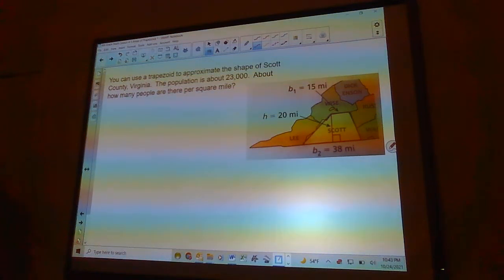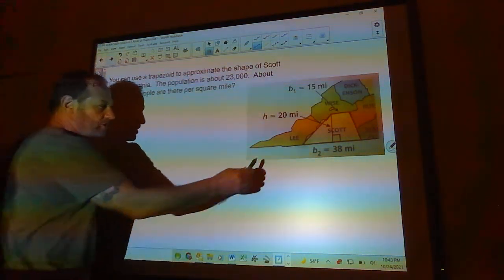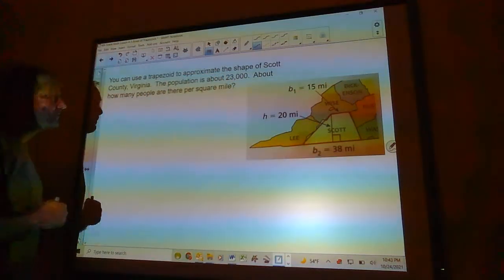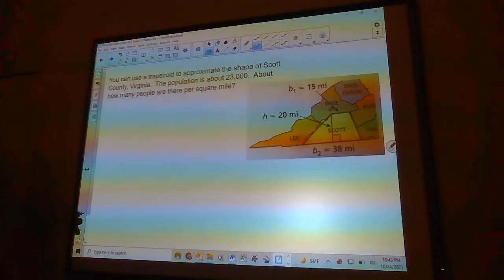You can use a trapezoid to approximate the shape of Scott County, Virginia. So here's Scott County, Virginia right here. It is pretty close to a trapezoid. Okay, it's got a population of about 23,000 people in it. About how many people are there per square mile?